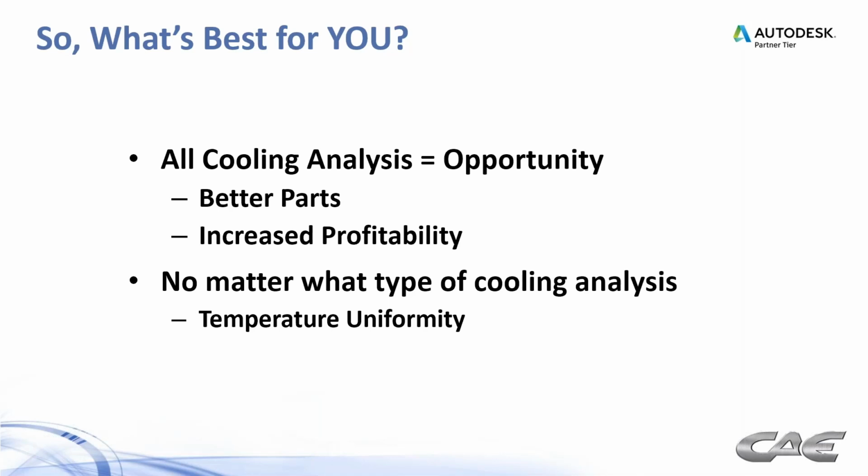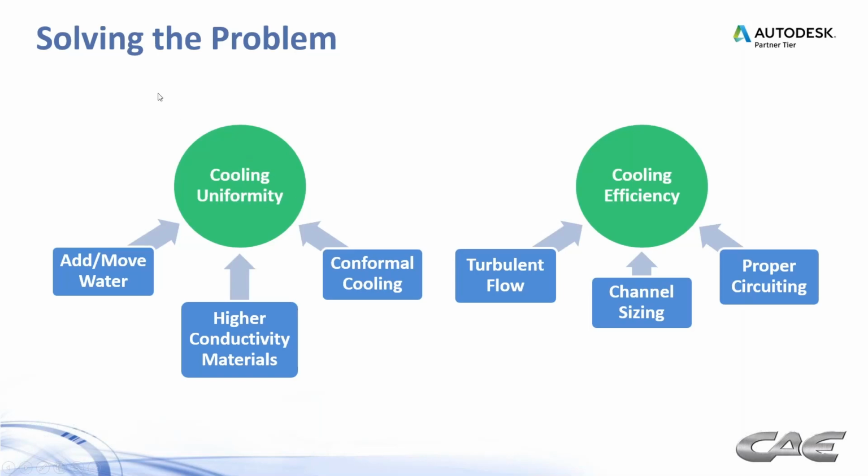Right, and it doesn't matter what type you're doing, temperature uniformity and coolant flow efficiency are king. These two things need to be met no matter what type of analysis you're doing. So how do we do that? How do we solve that problem? Just to reiterate, for cooling uniformity, you can add or move water. You can change out steel for higher conductivity materials, or you could use conformal cooling. And that's not just a cooling uniformity thing. These things also lead to more efficiency as well.